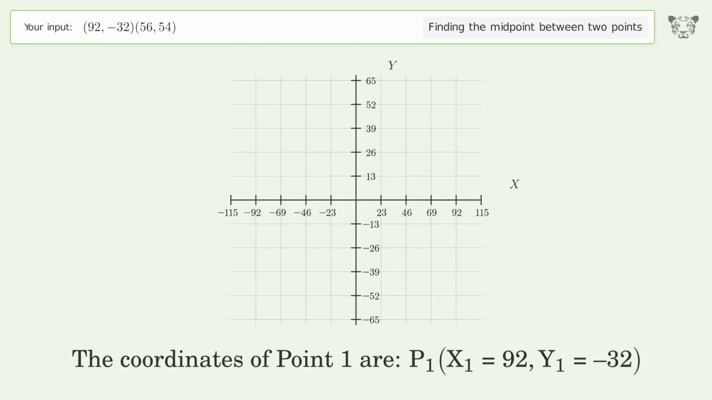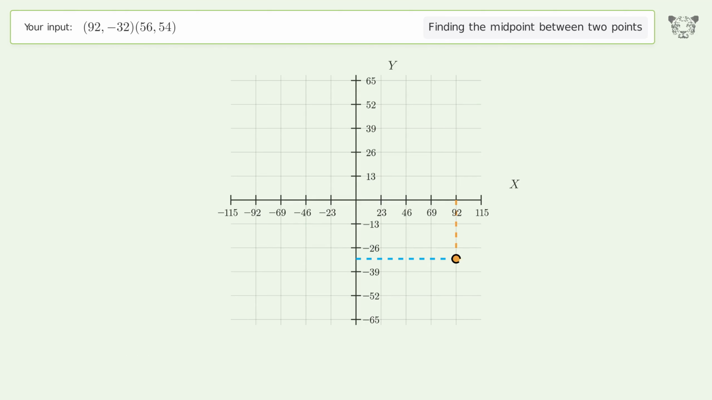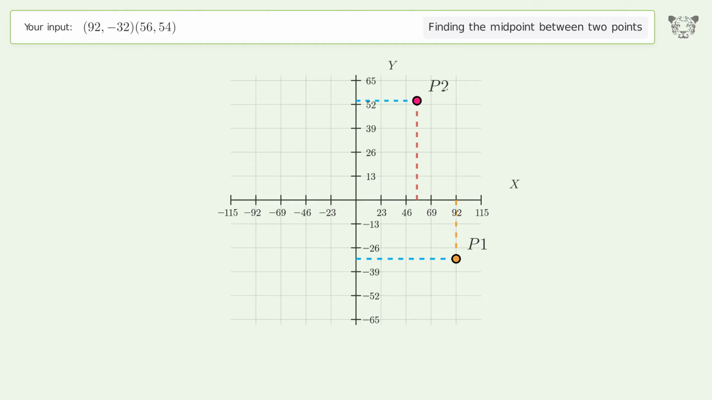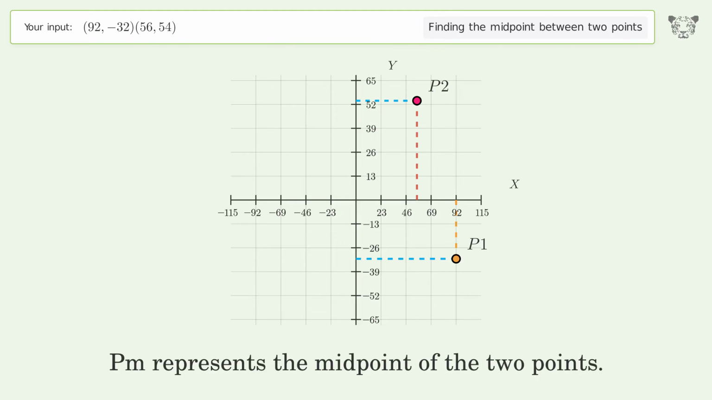The coordinates of point 1 are, x1 equals 92, y1 equals negative 32. The coordinates of point 2 are, x2 equals 56, y2 equals 54. PM represents the midpoint of the 2 points.